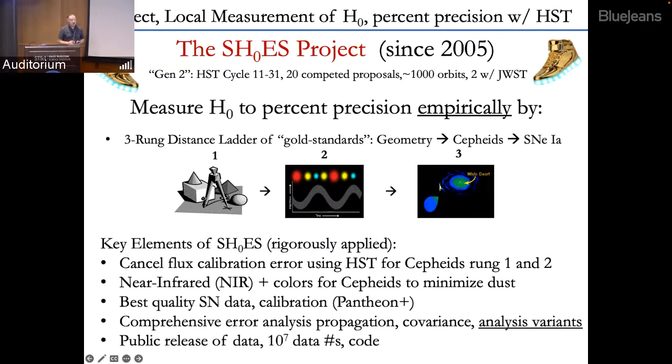And finally, I think it is crucial to publicly release the data so other people can analyze it. We've released 10 to the 7 data numbers and codes so you can read that in. And it's at the GitHub site that I showed on my first slide, and it'll come up again later.